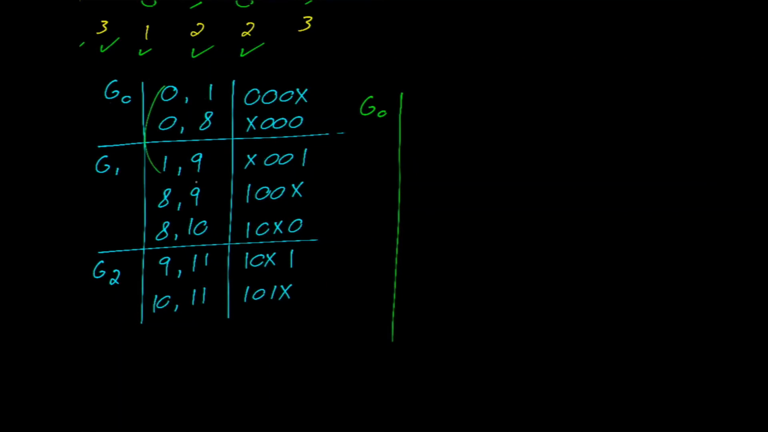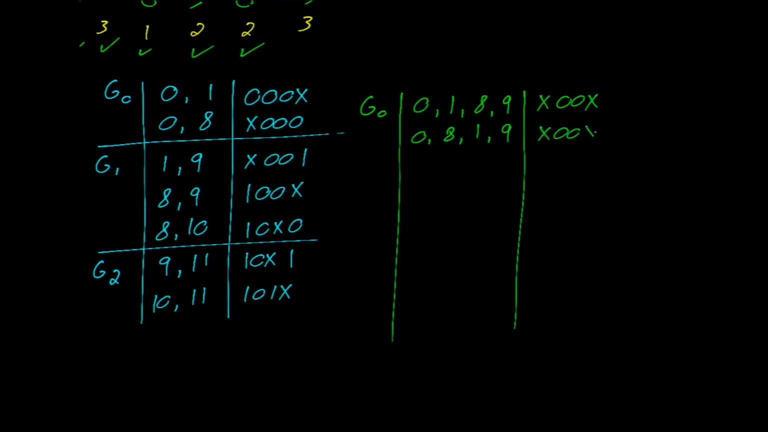So nothing here. This one is valid. We would record that as 0, 1, 8, 9 with x, 0, 0, x. Nothing here. How about here? Looks like there's a 1-bit difference there. So we'd record that as 0, 8, 1, 9 with x, 0, 0, x.